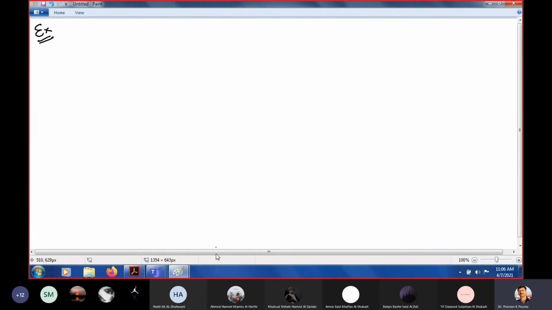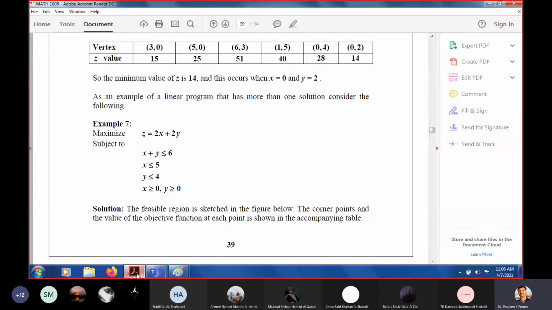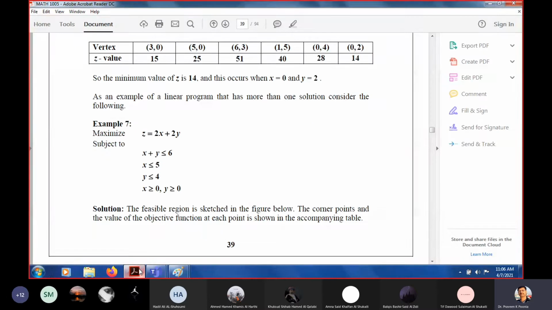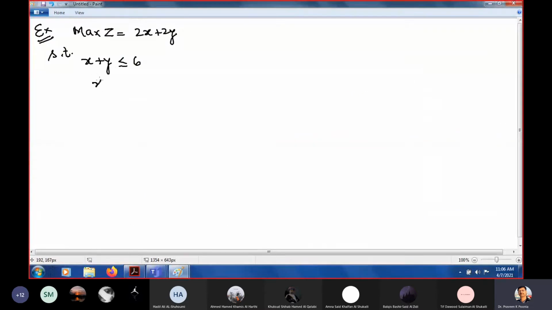It can be understood with the help of one example. So we will discuss a very good example that may be helpful for you. It is maximize z equals 2x plus 2y subject to x plus y less than or equal to 6, x less than or equal to 5, and y less than or equal to 4, and non-negative restrictions, x greater than or equal to 0, y greater than or equal to 0.